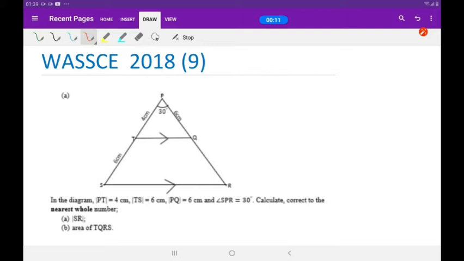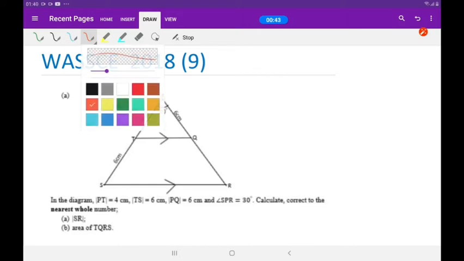We are going to be looking at a question on similar triangles from West Africa's Senior School Certificate Examination 2018, question 9. In the diagram, PT equals 4 centimeters, TS equals 6 centimeters, line PQ equals 6 centimeters, and we are given the angle SPR as 30 degrees. Find SR. We are looking for this side, SR.